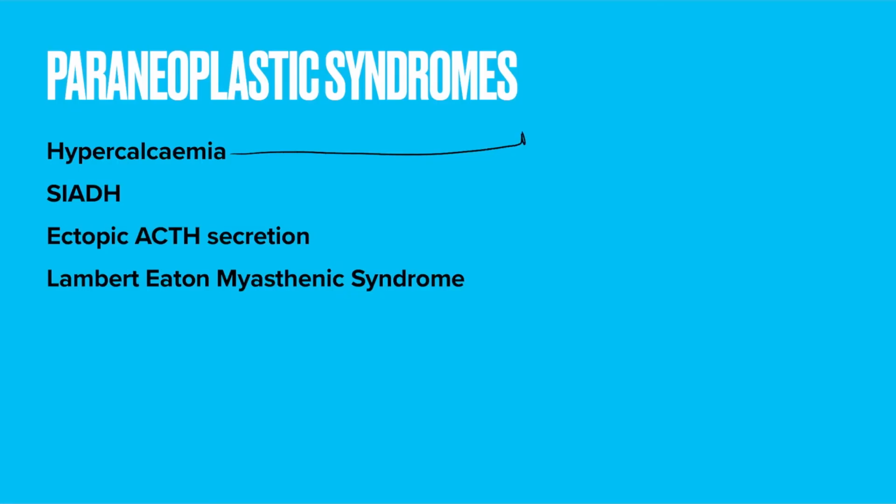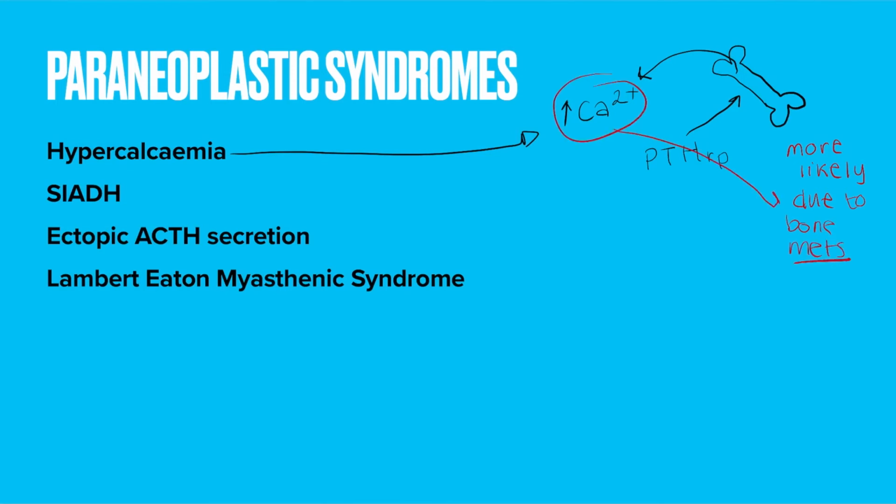Hypercalcemia is a raised calcium level, and with lung cancer this can be due to a release of parathyroid hormone related peptide which acts on the bones to cause them to break down and release calcium. However, it's important to know that with lung cancer, if you see someone with a high calcium level, this is more likely to be due to bone mets than to a paraneoplastic syndrome.